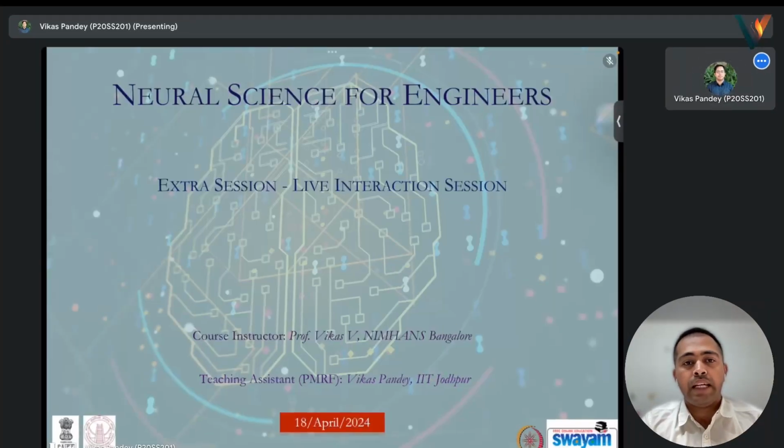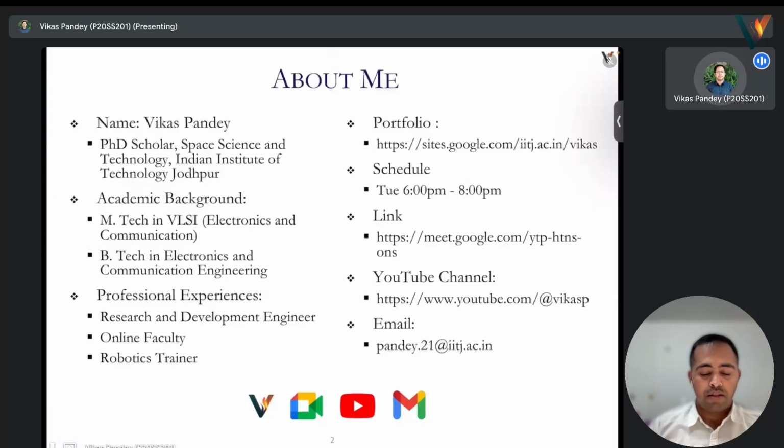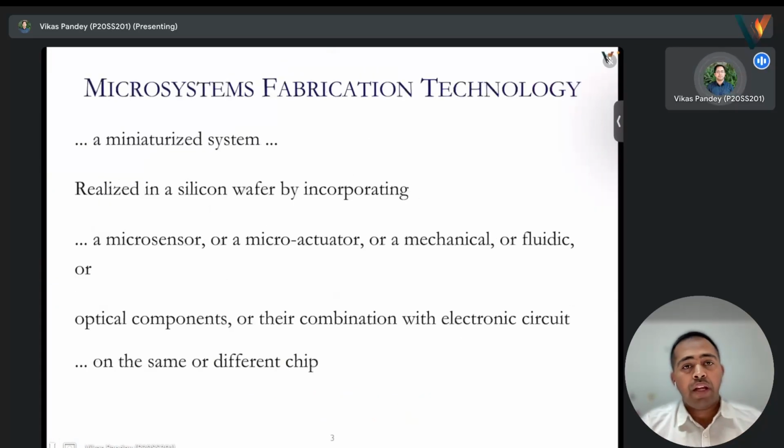So, as previously discussed, in this session we will be seeing microsystems fabrication technology that is used to make the electrodes for the stimulating devices as well as the electrodes for ECG, EEG, and such devices where we are taking information from the brain.